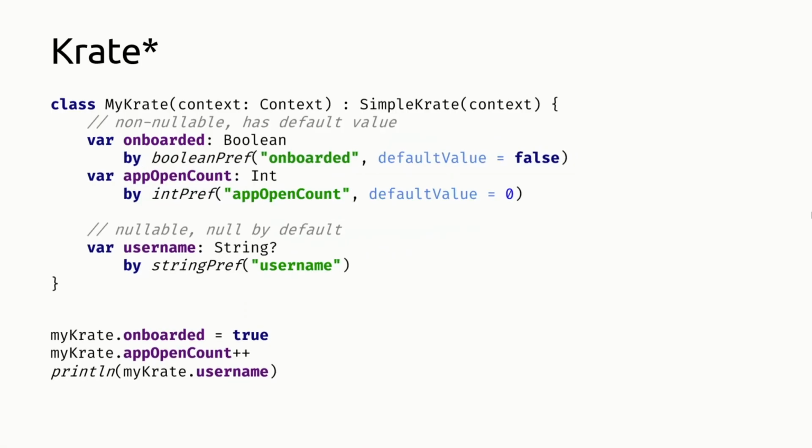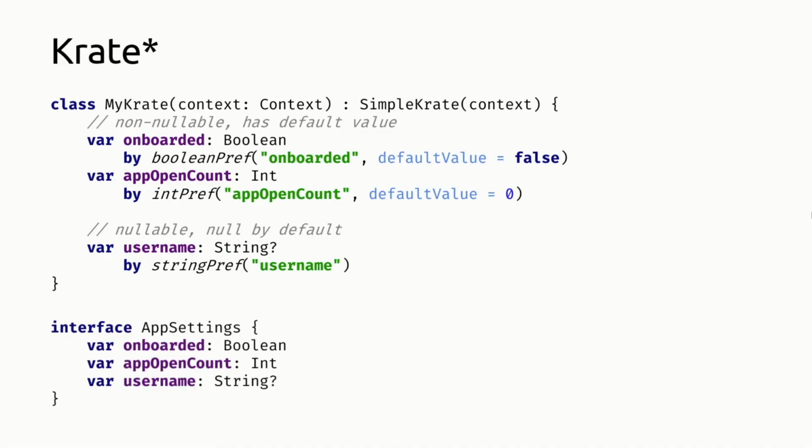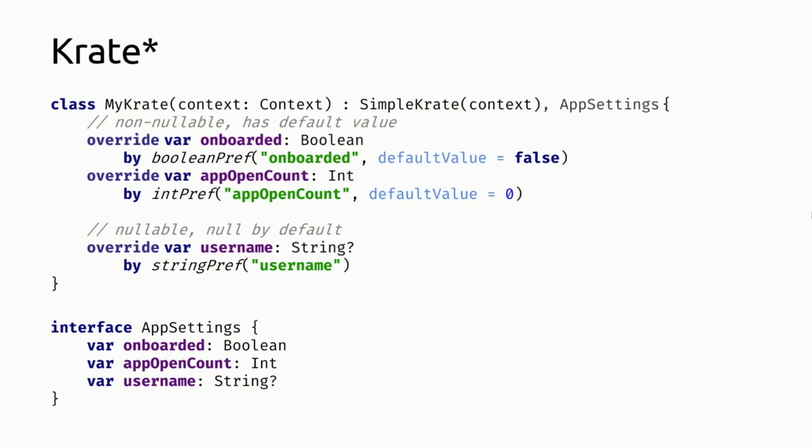And then to really wrap this up, I just want to show you one neat way of using Krate if you have dependency injection set up in your apps. Our recommended way of using this is to create an interface which contains all of the values that you want to store in shared preferences. You can then make your Krates implement this interface. You can also have multiple Krates and multiple interfaces like this. And each of the properties can be implemented by delegating them into Krates functions.